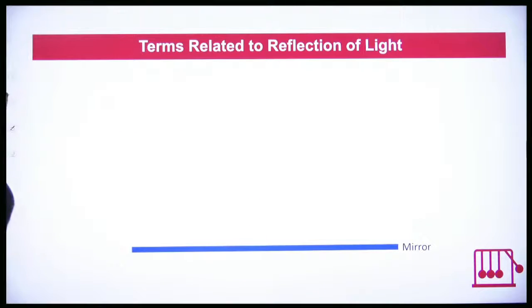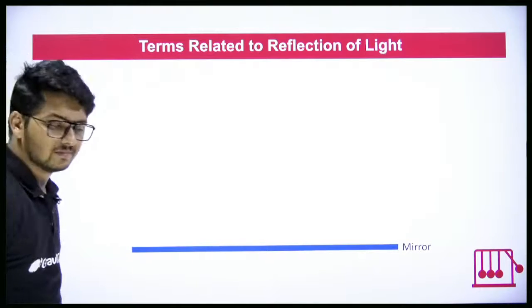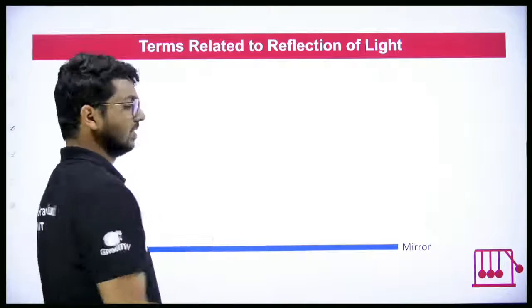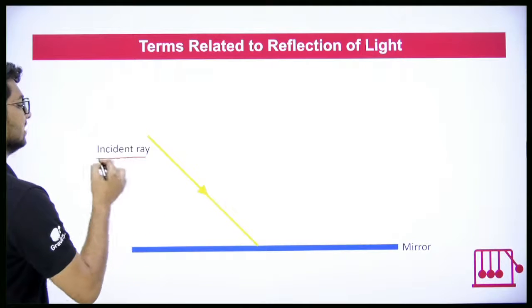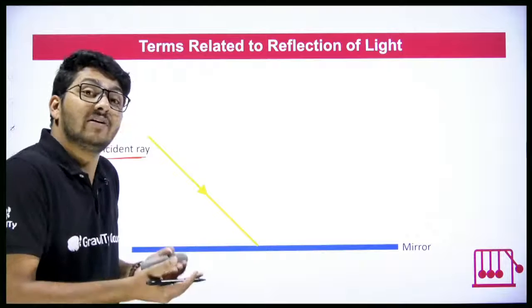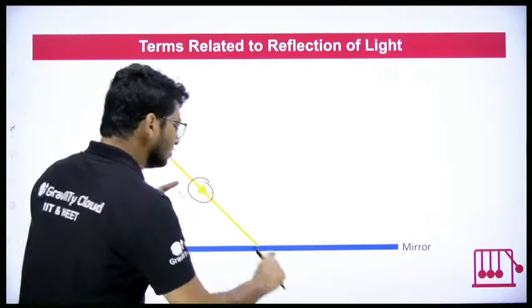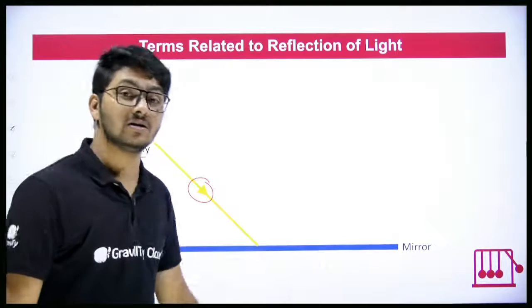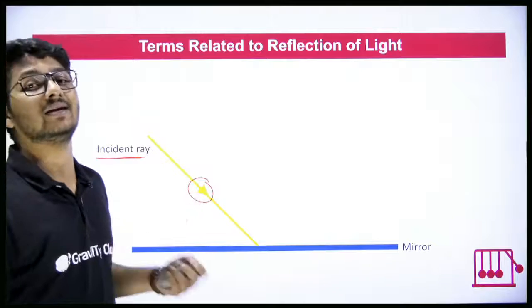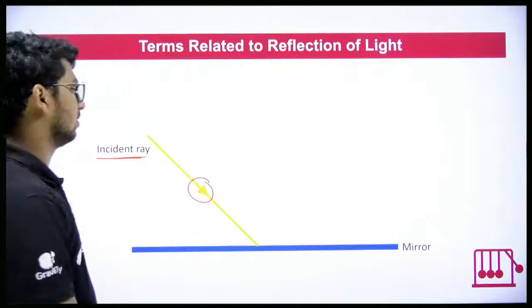Good. Now, why was that important? Because we will go into some terms related to reflection of light. This is a mirror, or you can say any opaque surface. When light is incident on a mirror, which ray do we call it as? We call it as incident ray. And how do you identify an incident ray? Using the arrow. Look at the arrow. In which direction is it? It is towards the mirror, towards the opaque surface. It is going to fall on it. So the arrow will tell us whether it is an incident ray or something else. That is the reason why showing arrows is very, very important.